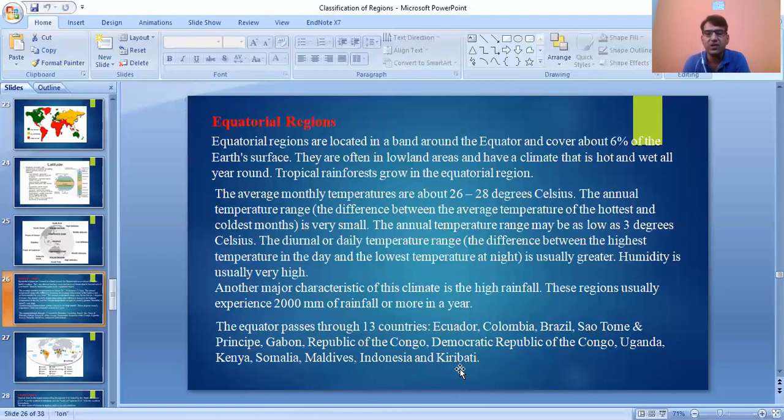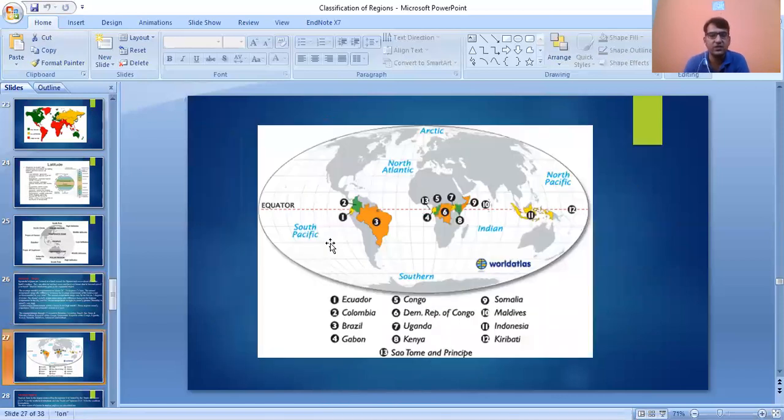Most of these countries are from South America or Africa. Other countries are from Asia, like Maldives and Indonesia. We'll also see in the next slide which countries are located on the equator. This is the equator line which goes from west to east. You can see there are 3 countries in South America, a large chunk of countries in Africa, and a few countries in Asia, like Maldives and Kiribati. So these are the 13 countries found at the equator.